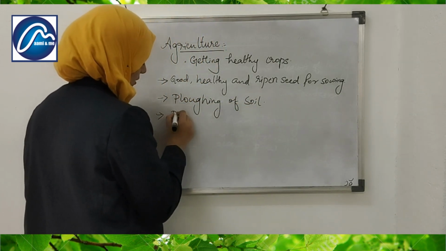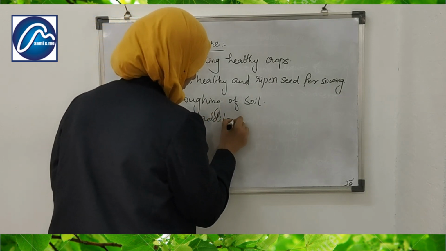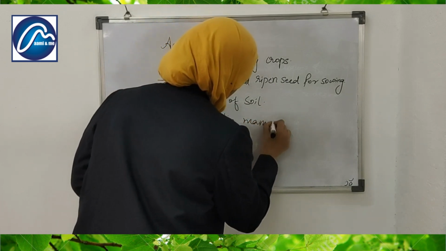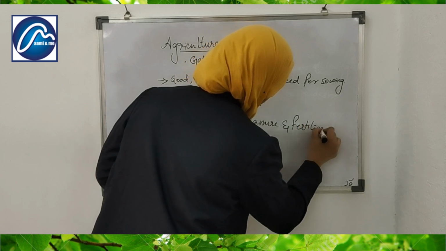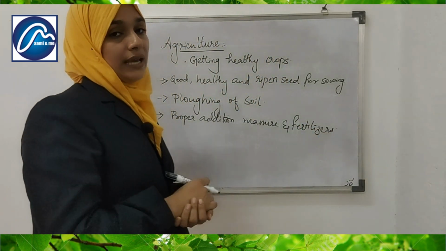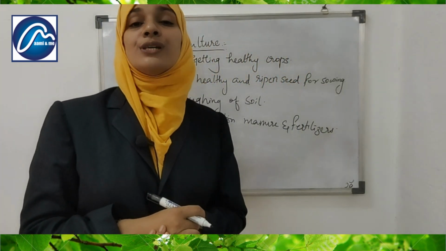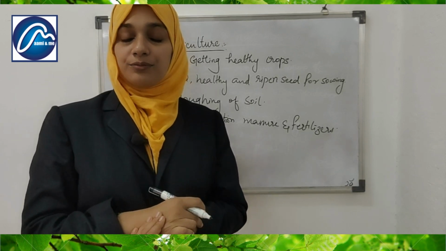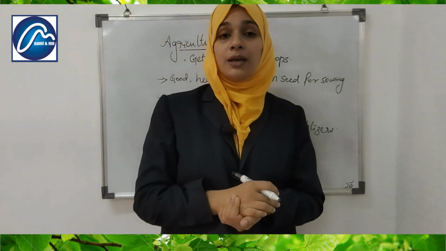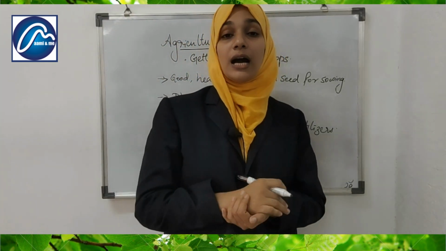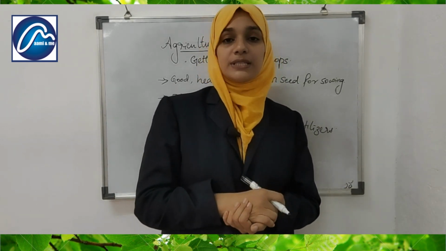Then next, proper addition of manure and fertilizers. Even though we are adding proper manures and fertilizers, these fertilizers are chemicals. Overuse of these chemicals will be harmful to the crops and plants. When these crops are harmed, it will harm ourselves also. Those who consume those crops will be harmed themselves.